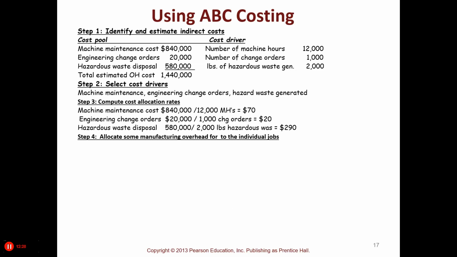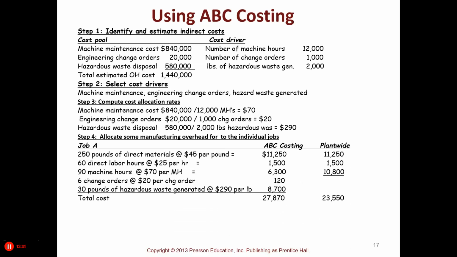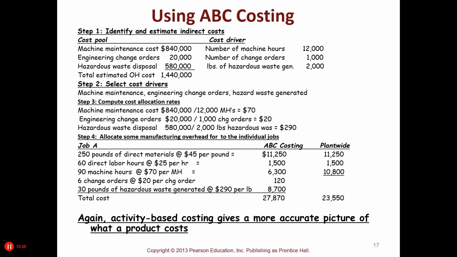Now we're going to allocate the overhead. So we're going to first do our direct costs, and then we're going to take 90 machine hours at $70, 6 change orders at $20, and 30 pounds of hazardous waste at $290. Now, if you notice again, that really does change how much it really costs to make this product, particularly if you have a product that generates a lot of hazardous waste. That is going to affect your pricing. So again, activity-based costing gives a more accurate picture of what a product costs. And we'll go over some more of these problems in Part 2.